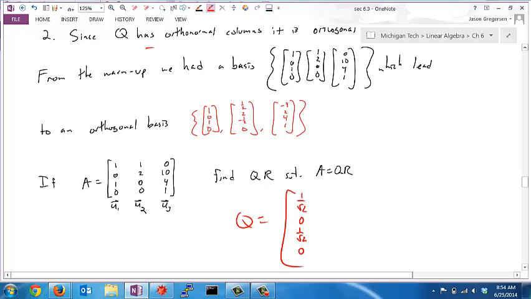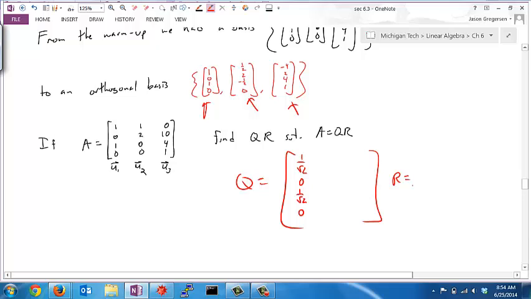Now let's go on to the second column. I have to find the length of this vector, and divide that vector by its length to find the unit vector in that direction. These are all orthogonal, but they are not unit vectors. So I have to unit vectorize them, right? I'm pretty sure that's not a word, but. So once I get Q together, how do I find R? I just take Q transpose times A.